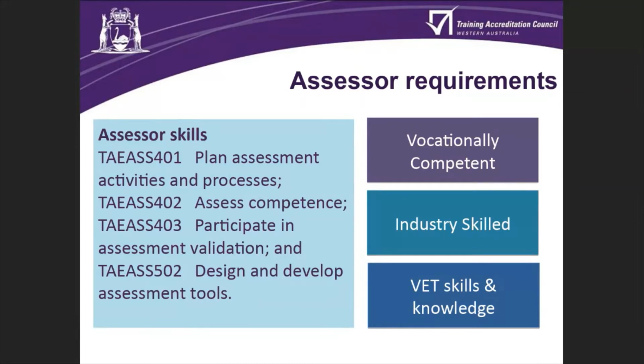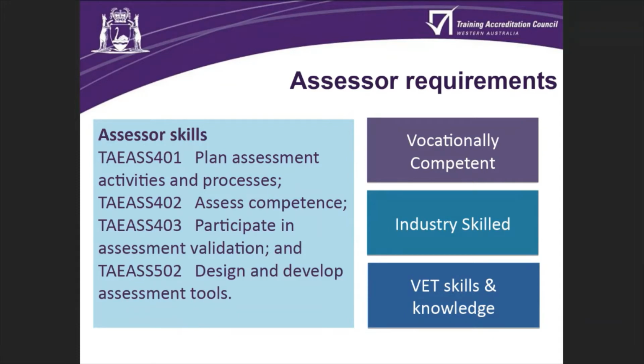I might say, by the way, that there are other clauses. So 114 and 115 relate to the assessor skills on the left. 116 relates to professional development, through which all of these things need to be kept up to date. And 117 through 120 relate to people who are not yet fully qualified, but perhaps bring along the vocational competence and the industry skills, but need to acquire the assessor skills and VET skills and knowledge. Those clauses talk about how those people need to be supervised.